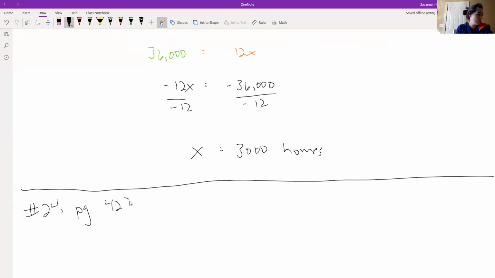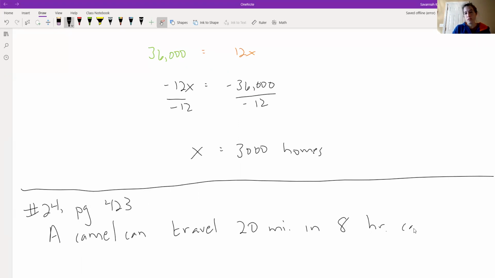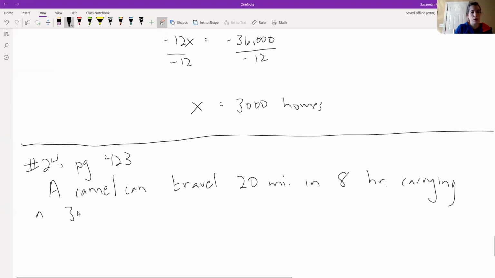Page 423. So diving into the homework section. So a camel, technically an Arabian camel, but I'm choosing to leave out the word Arabian because I don't think that helps the math one bit. Okay, so a camel can travel 20 miles in 8 hours. And I am going to include this information so we can talk about why it's there. Carrying a 300-pound load.